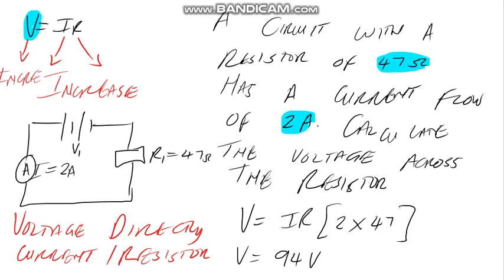So let's say you change that 2 amps, for example, and decrease the current to 1.5 amps. You see that it's going to affect your voltage. If you change this to 1.5 times 47, it will decrease the voltage. The voltage will be lower than 94 volts. So any change in current or resistance will also affect your voltage. Yeah, that's how we do it.